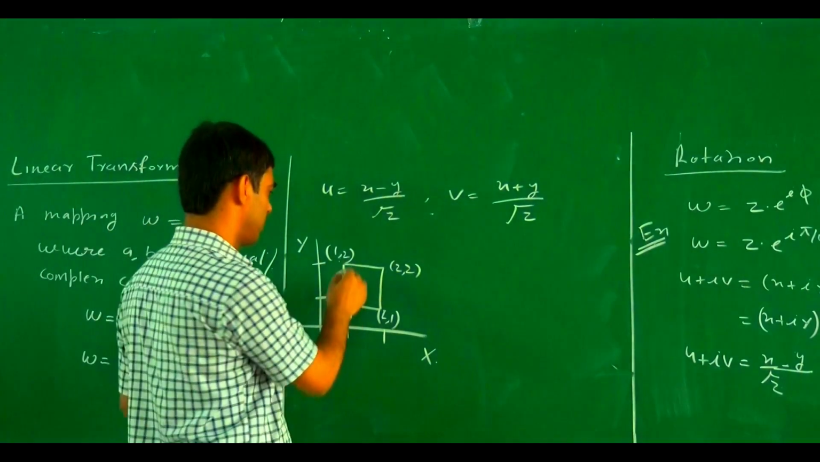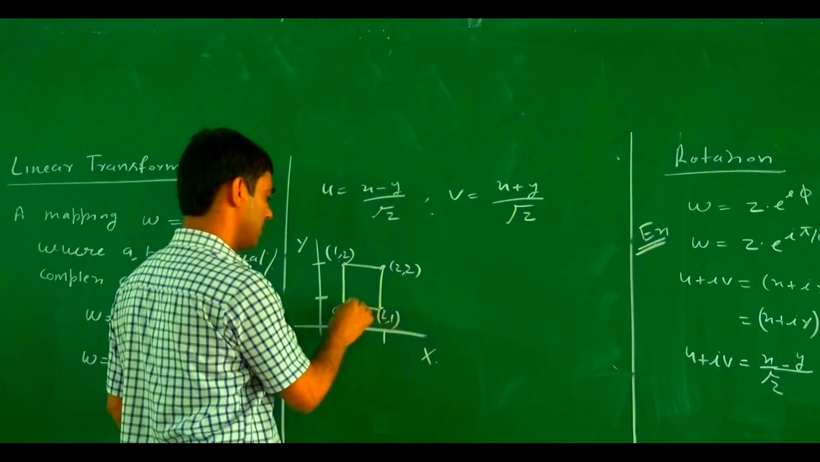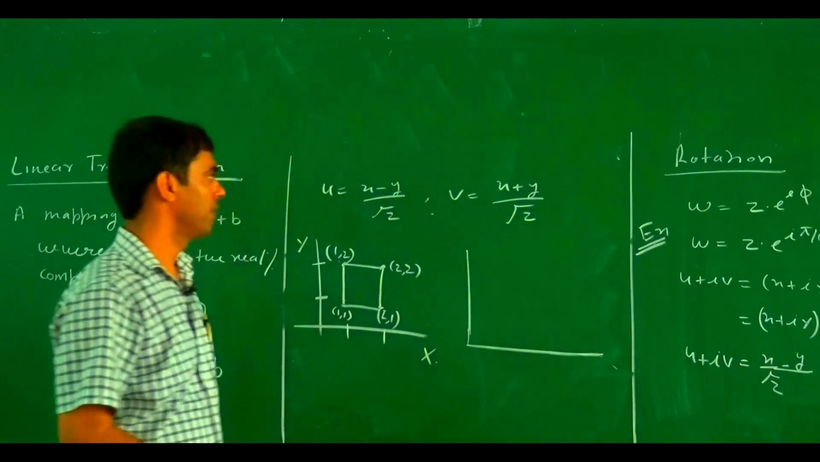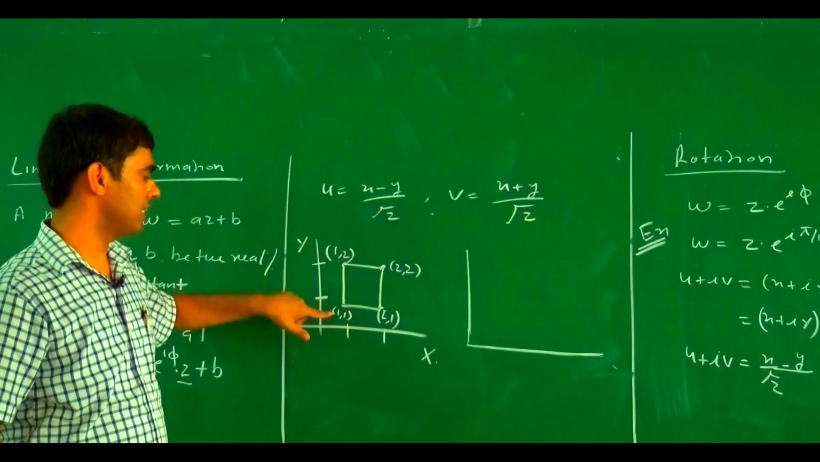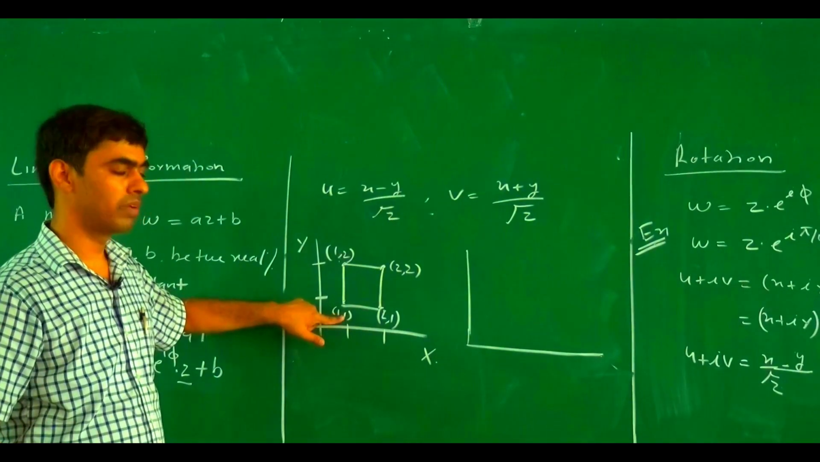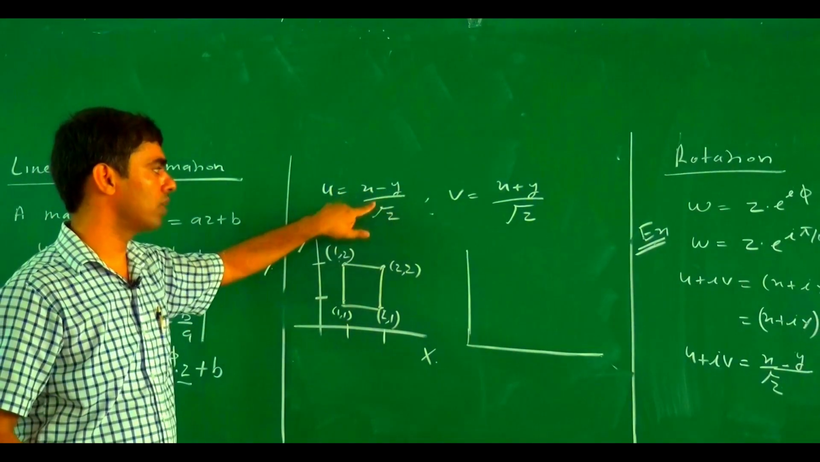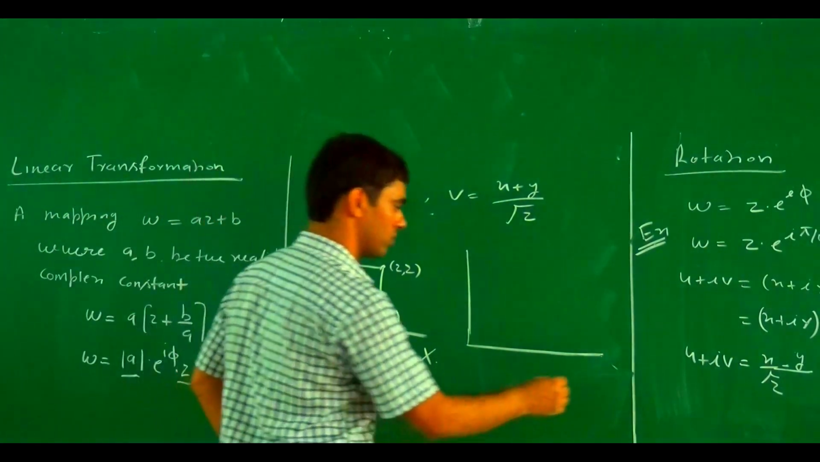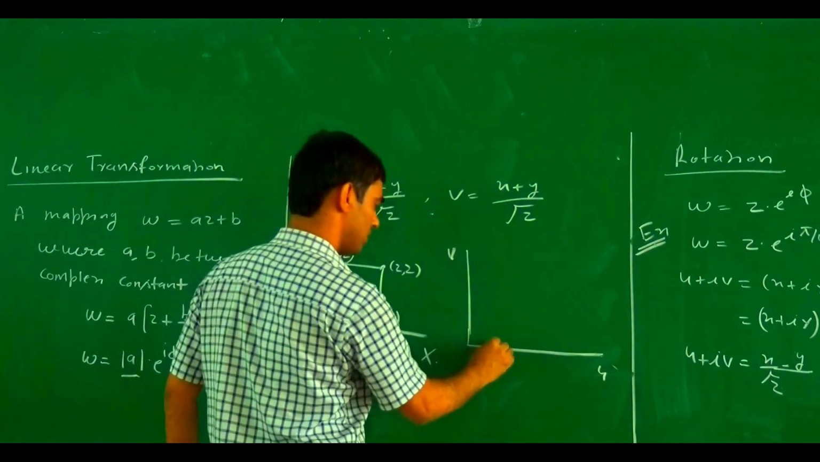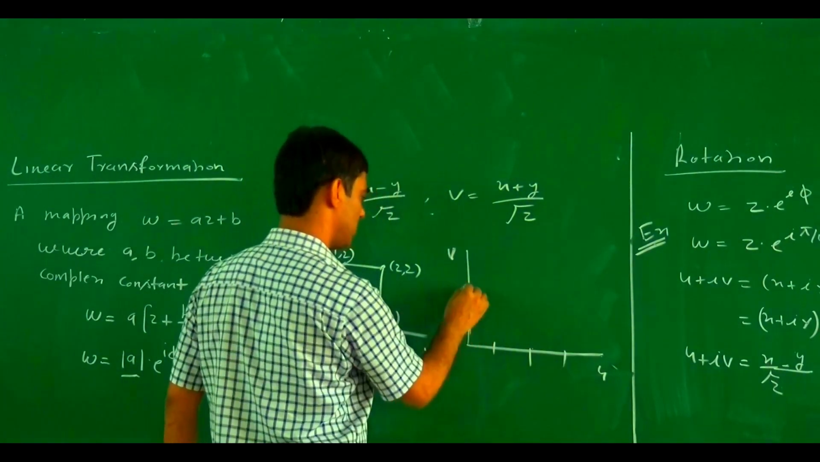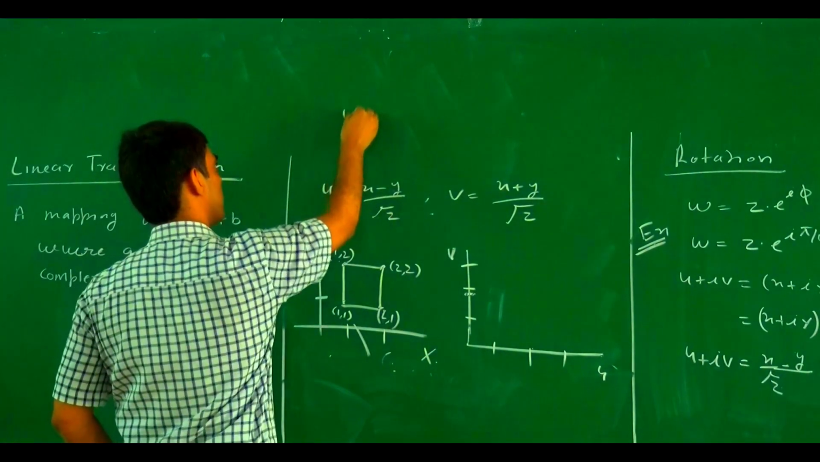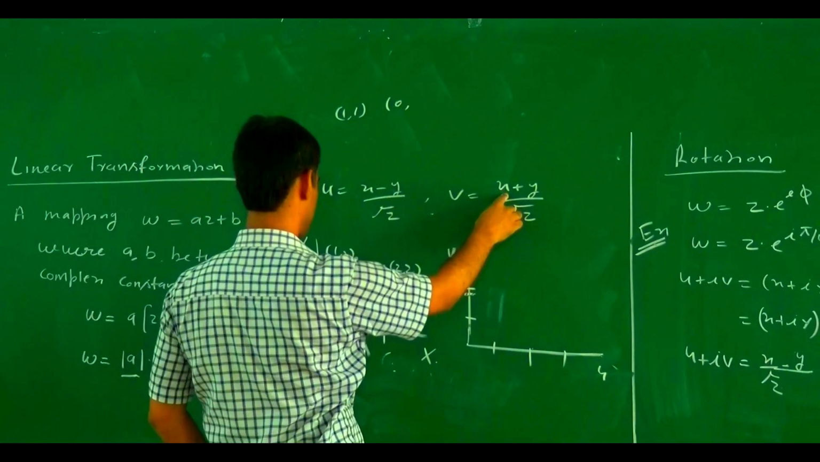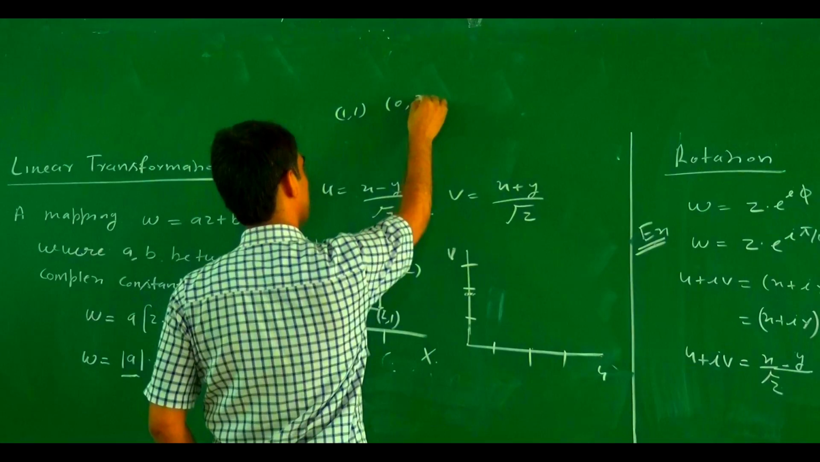Now what will happen? How will this rotate in the w plane? Suppose this is the w plane. Here x and y are 1, so what is the value of u? 1 minus 1 by root 2, the value becomes 0, so u becomes 0. So here we write u, and here we write v. The first value corresponds to (1, 1): u is 0, and v is 1 plus 1, which becomes 2 by root 2.